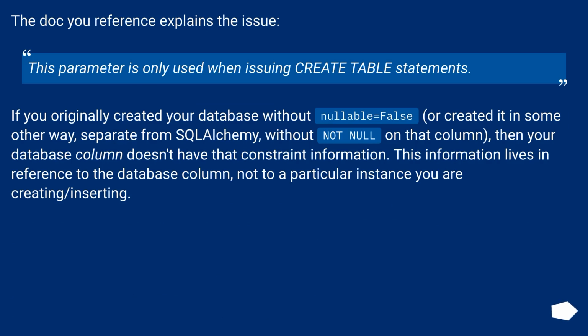The doc you reference explains the issue. This parameter is only used when issuing create table statements. If you originally created your database without nullable equals false, or created it in some other way, separate from SQLAlchemy, without not null on that column, then your database column doesn't have that constraint information. This information lives in reference to the database column, not to a particular instance you are creating or inserting.